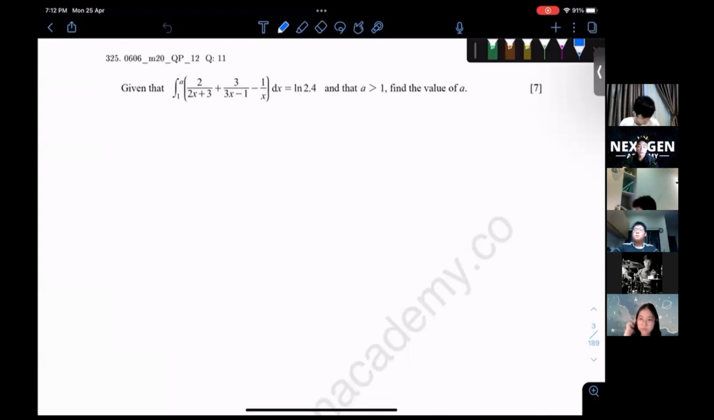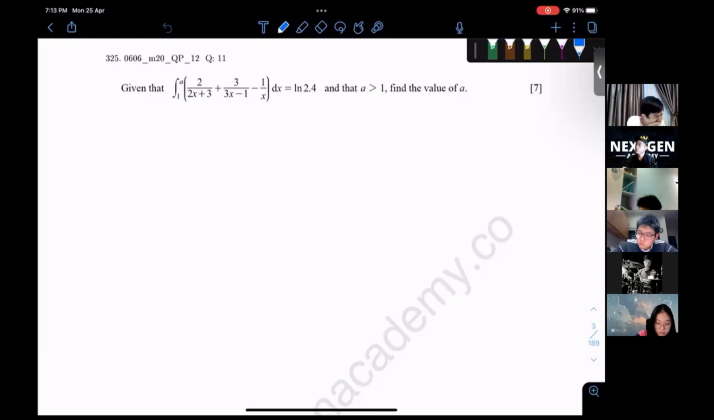This is question 325. Given that the integral from 1 to a of 2 over 2x plus 3, plus 3 over 3x minus 1, minus 1 over x, dx equals ln 2.4, and that a is more than 1, find the value of a. Okay, 7 marks question. Quite a lot of marks, huh?